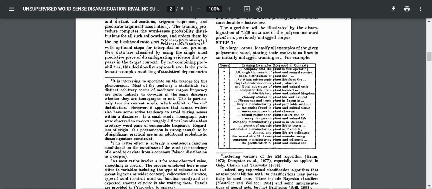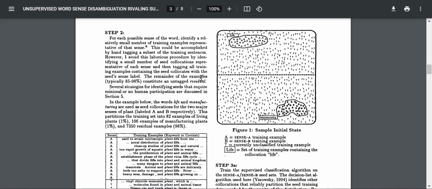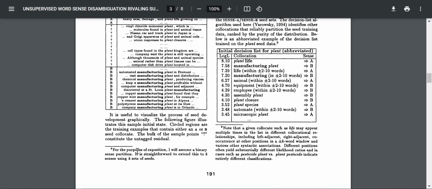So let's have a look at the step. In a large corpus, identify all examples of the given polysemous word, storing their context as lines in an initially untagged training set. So okay, on the basis of the word plant, they've created this and they don't know the sense. So now step 2. For each possible sense of the word, identify a relatively small number of training examples representative of that sense. So let's have a look at the footnote first.